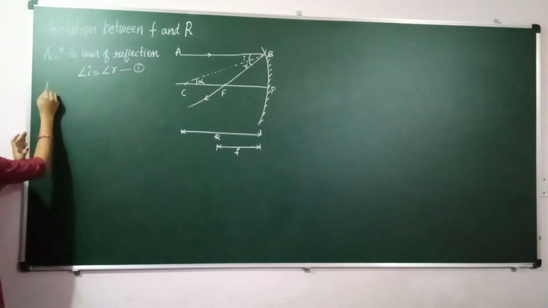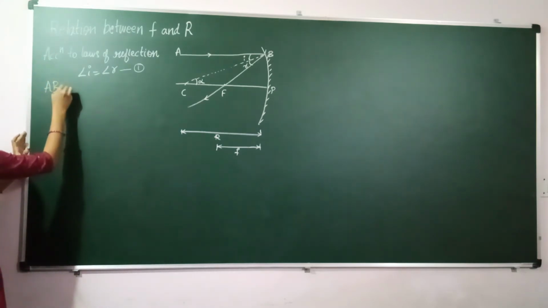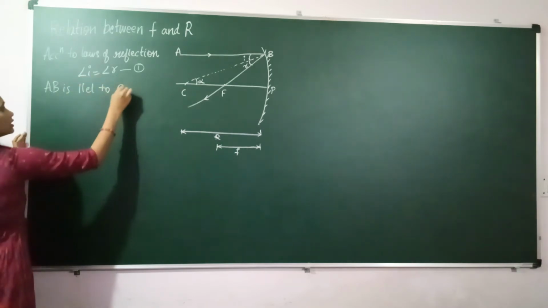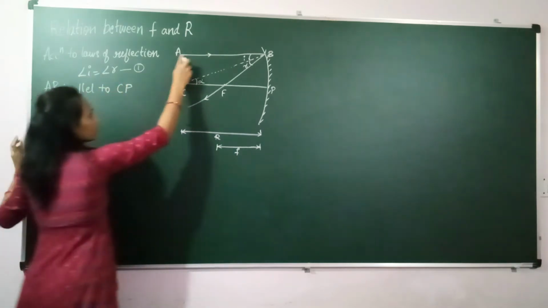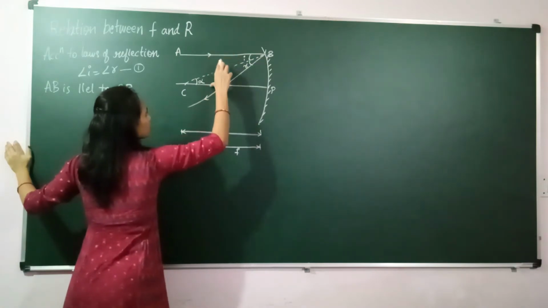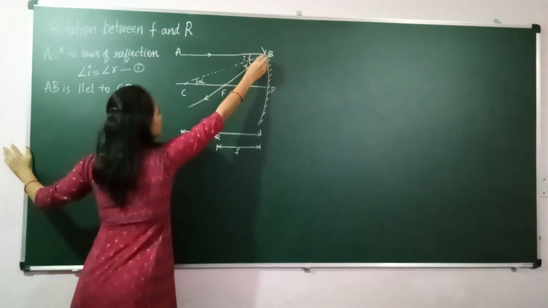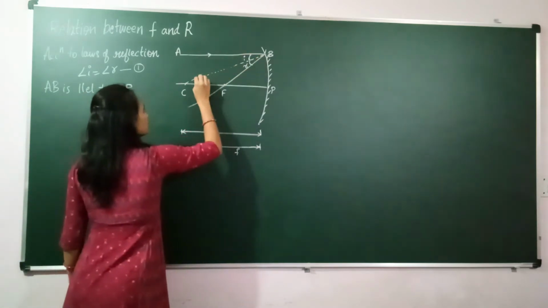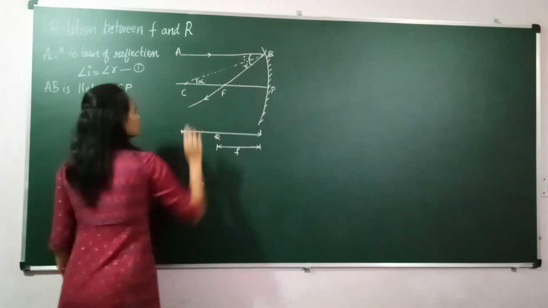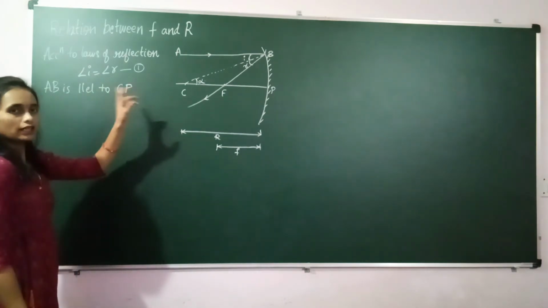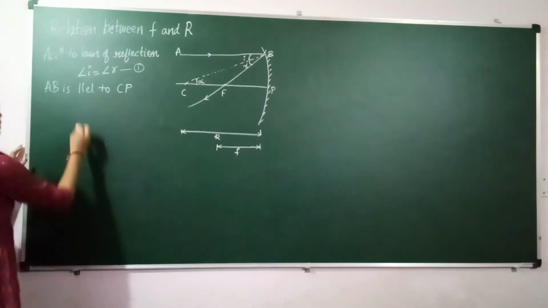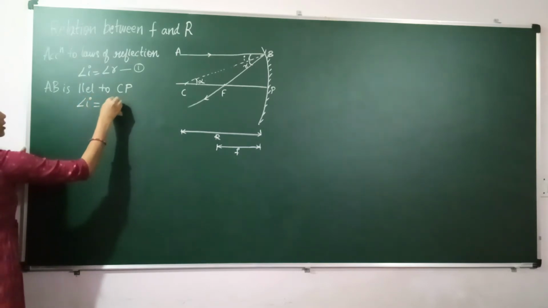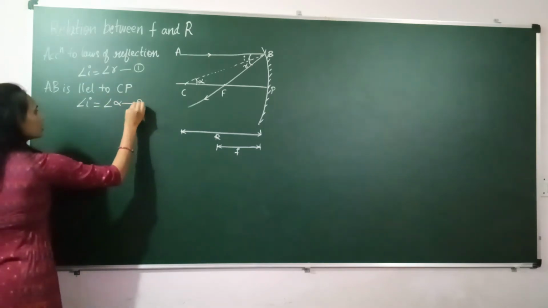Now AB is parallel to CP. See here, this line AB, the incident ray, is parallel to CP. If these two lines are parallel and this line is cutting these two parallel lines, then this angle I and this angle alpha are alternate angles, and alternate angles are always equal. So we can write angle I is equal to angle alpha. So this is our second equation.